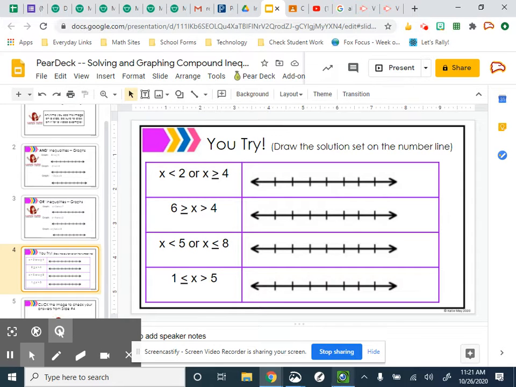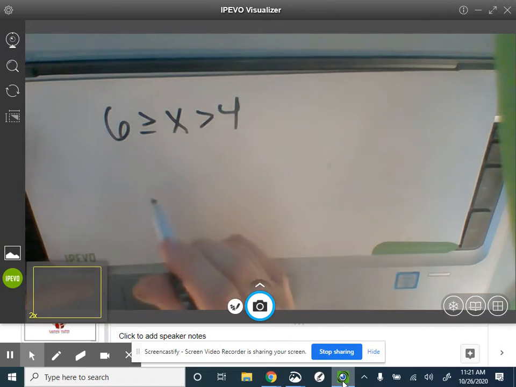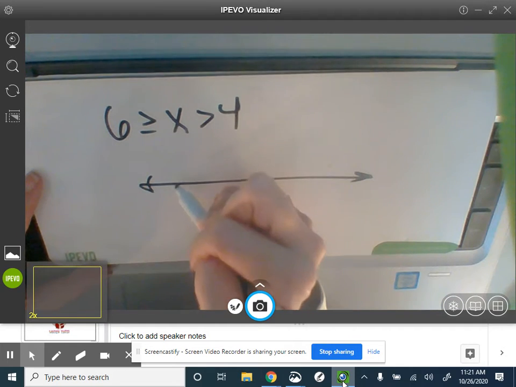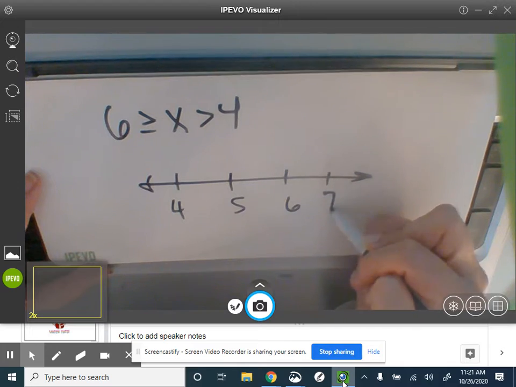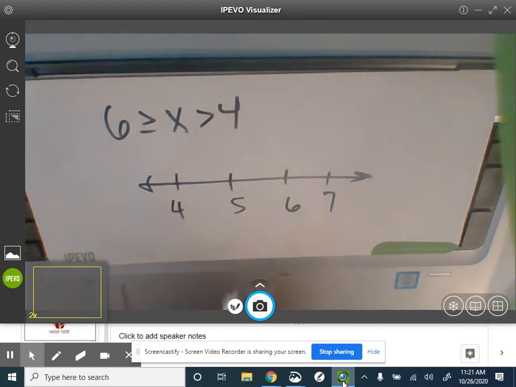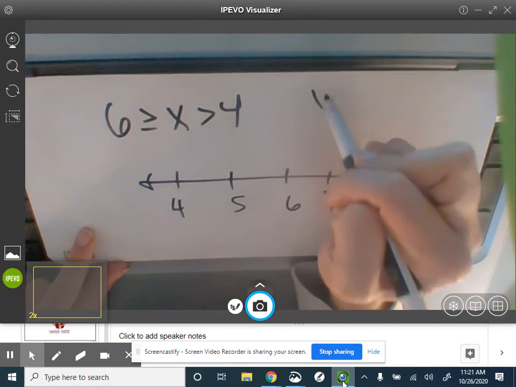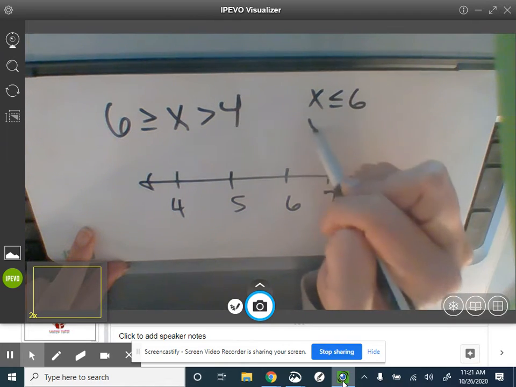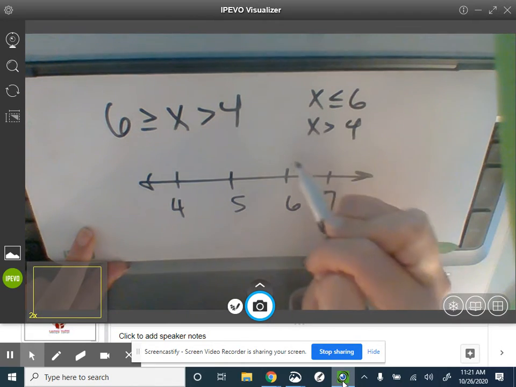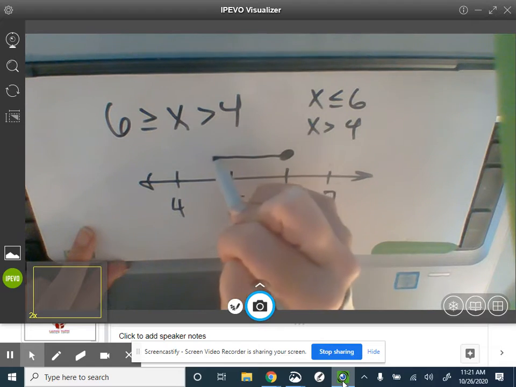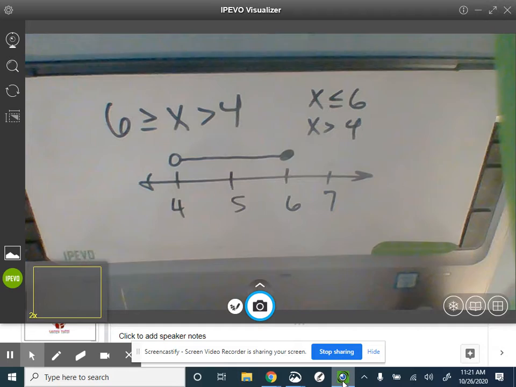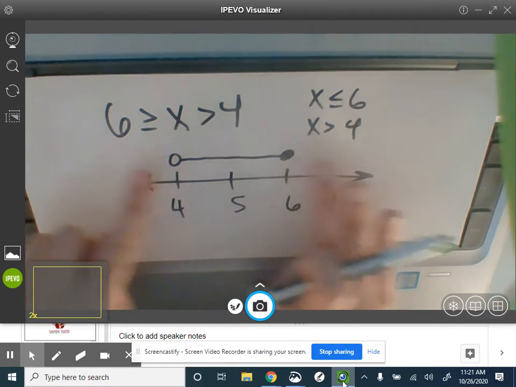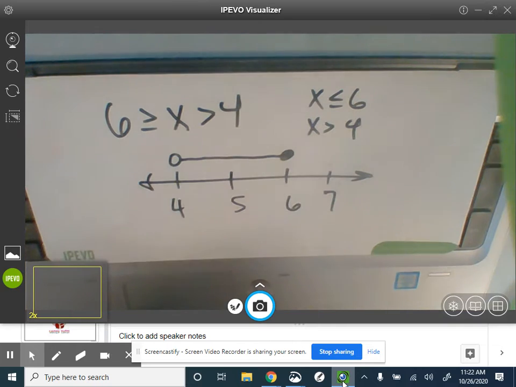Our next one is an and because it's written together. So we have 4, 5, 6. Yes, you should have more numbers, but I'm just trying to get through it so that way you see the gist of it. So I'm going to separate it as x is less than or equal to 6 and x is greater than 4. So we have less than or equal to 6 going that way, and we have greater than 4. So that's going to be our traditional and where they overlap between them. So we would erase the ends where the arrows are and just keep what they have in common.